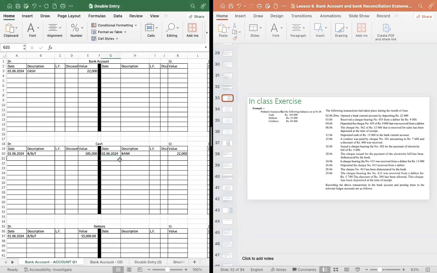Debtor. Since we are dealing with checks, another thing that we do is we record the check number so it's easy for reference. Okay.